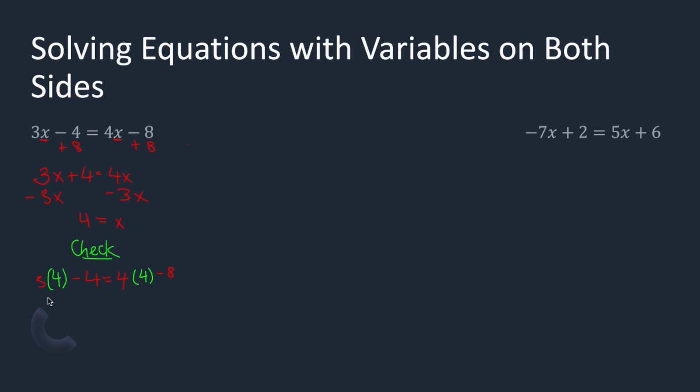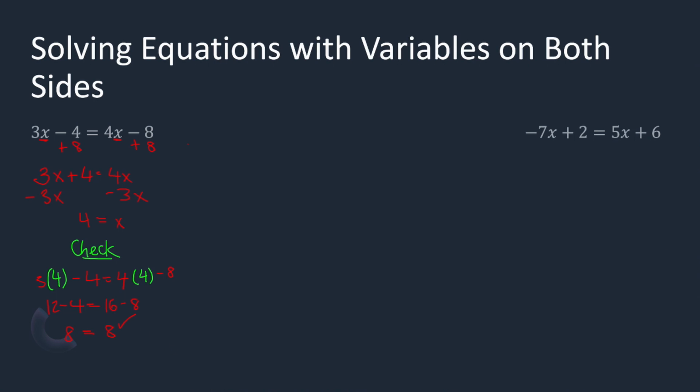So we need to use the order of operations here, and so let's do this side first. 12 minus 4, and now let's do this side. 4 times 4 is 16, so 16 minus 8, and now let's evaluate each side. 12 minus 4 is equal to 8, 16 minus 8 is equal to 8, so 8 is equal to 8, and we're good. Let's try the second one.